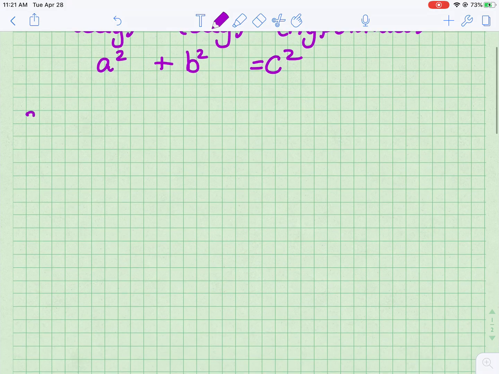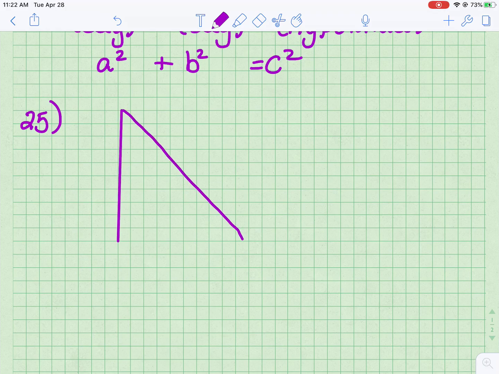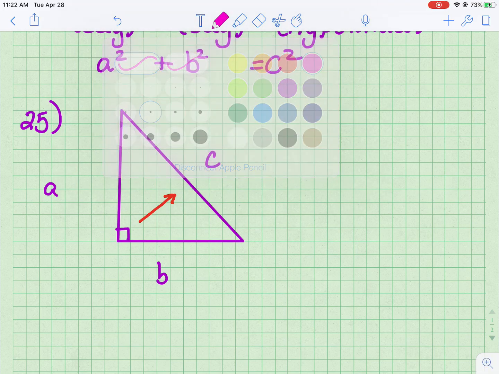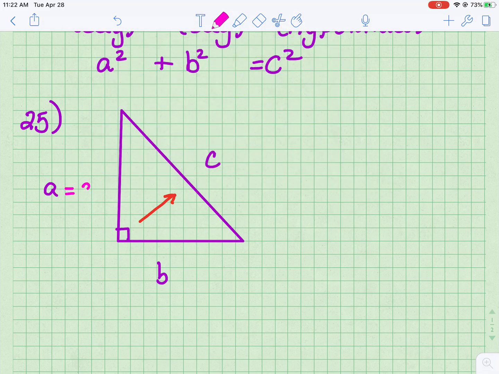So in number 25, we have a right triangle, because it says that in the directions. Our legs are A and B. Our hypotenuse is C. Hypotenuse is always directly across from the right angle. So our hypotenuse is what's important that you place correctly. A and B are interchangeable. So in this problem, we see A is 32, B is 60, and C is what we're looking for.